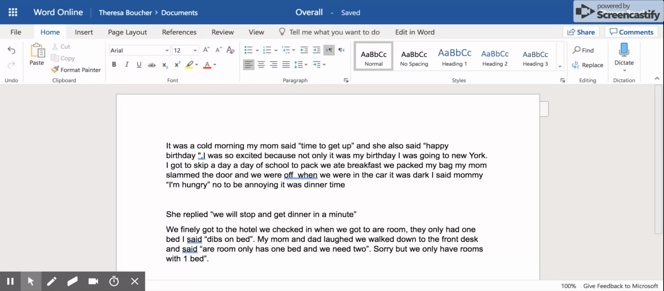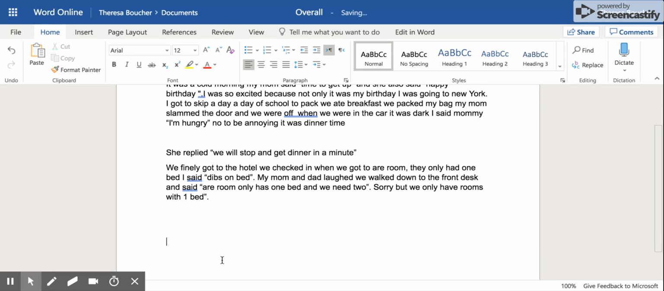Because I agree that you need to have the morning in there. So it says happy birthday, all of that stuff. But how are we going to make sure that we get to the purpose of the story a little bit quicker? It was a cold morning. My mom said, time to get up. She also said, happy birthday. So you know what? I'm going to go down here a little bit.